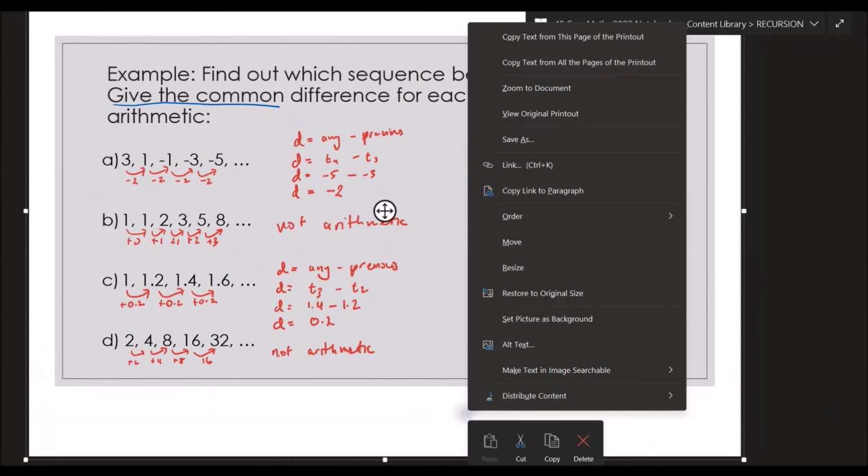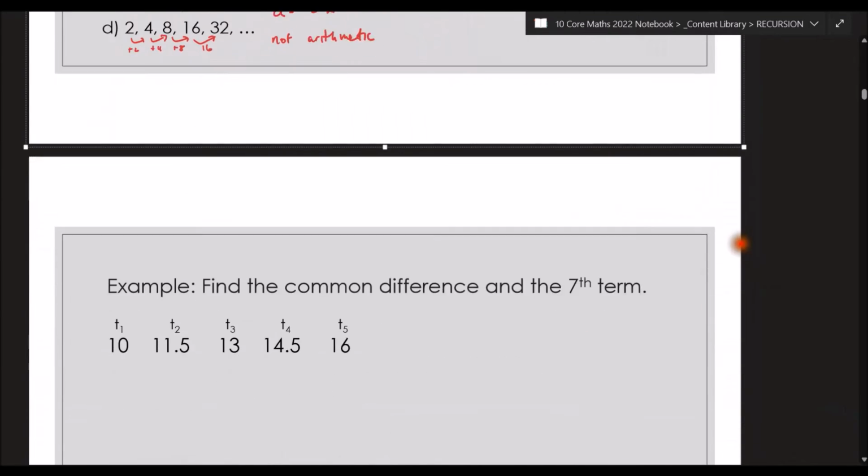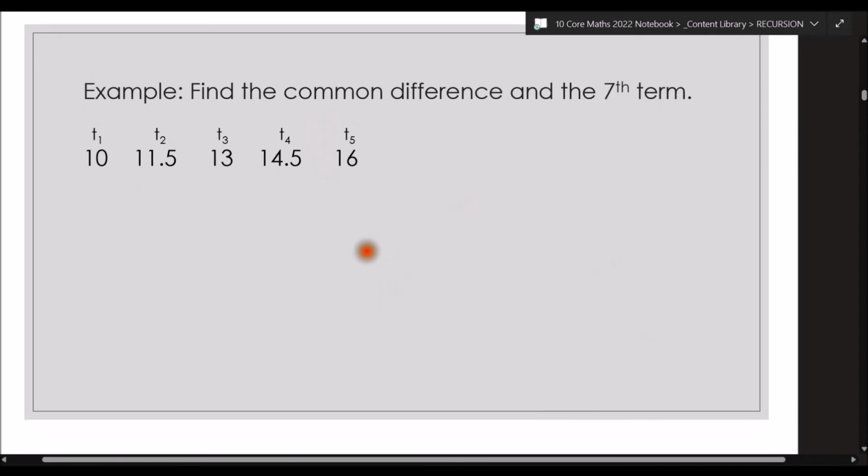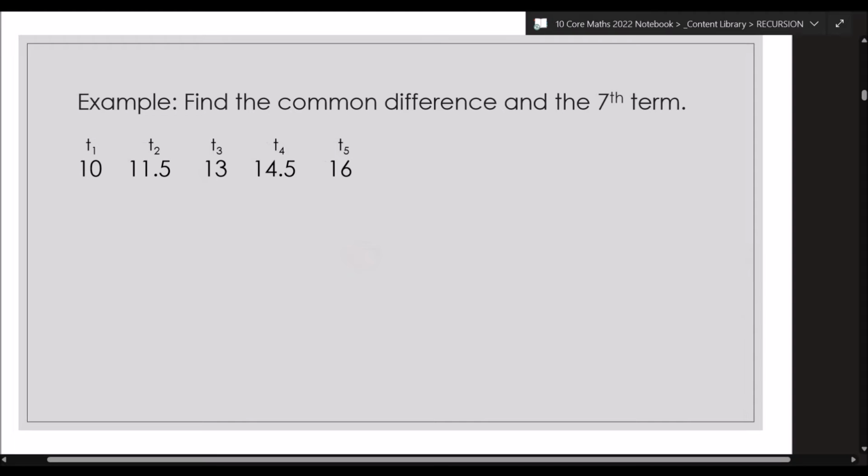Okay, easy. All right, let's go to the next part. This question here is asking us to now find the common difference and the seventh term. What you'll find with a lot of the questions you'll be doing in this chapter, and there are a lot of questions, unfortunately, but it's to help you understand this, is you'll be asked to find the common difference and then find the seventh number.